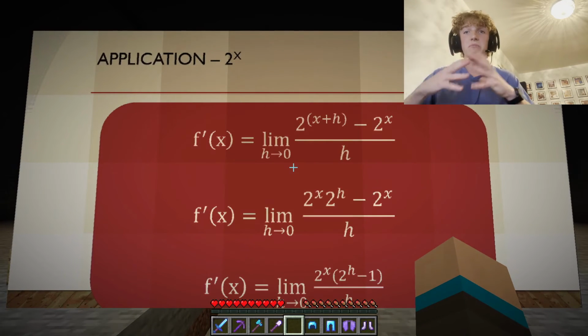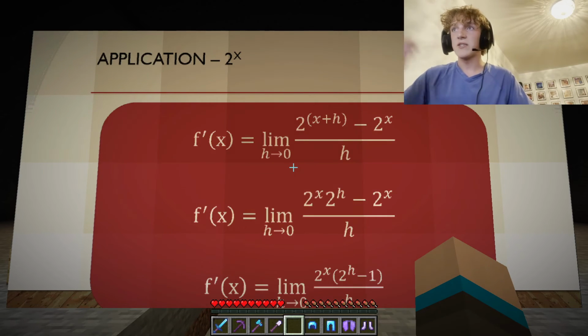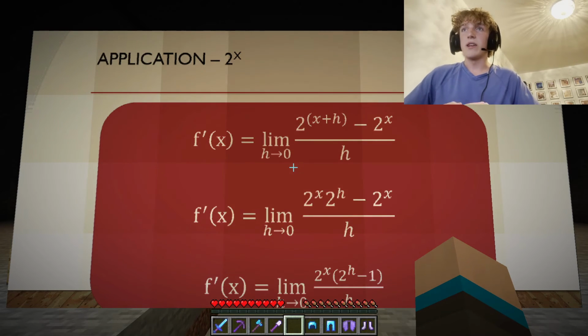So this can be used in very complicated examples, for example, 2 to the x, to show other ways that the limit definition can be used. So as x is in the exponent, we can add delta x, and that must be done inside the exponent. And then from here, we can use the rules of exponents to replace 2 raised to the x plus h with 2 raised to the x times 2 raised to the h. And therefore, now both terms in the numerator share a greatest common factor of 2 to the x, so we can factor that out.